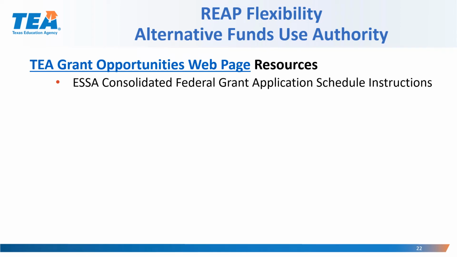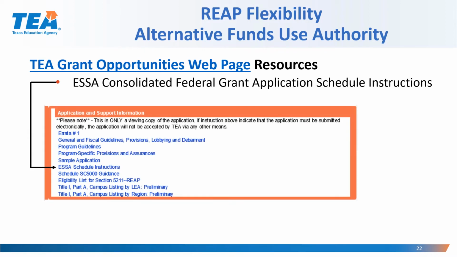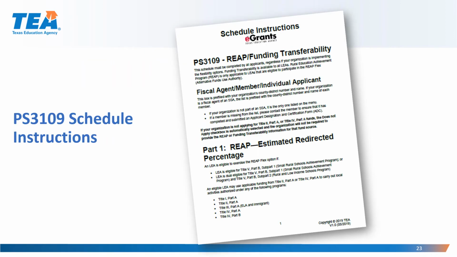Another resource that is available on the TA Grant Opportunities webpage is the ESSA Consolidated Federal Program Application Schedule Instructions. The PS 3109 schedule instructions can provide you the necessary guidance to complete PS 3109, whether you complete in Part A, which is the REAP, or Part B, which is funding transferability. It also lets you know which LEAs are eligible for which one and what programs these funds can be used for.